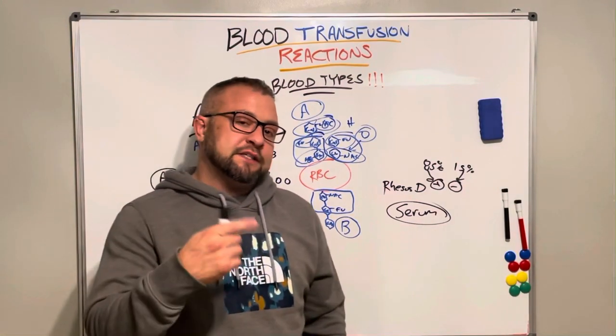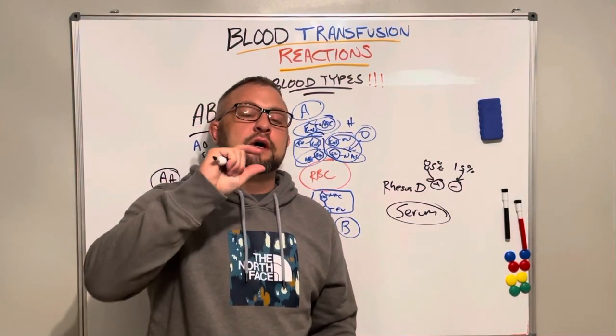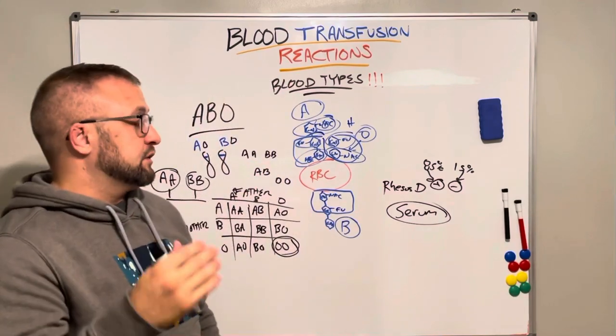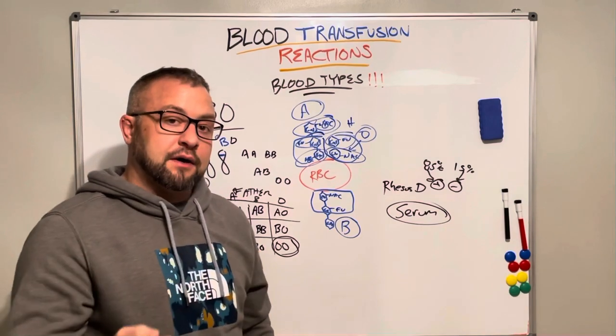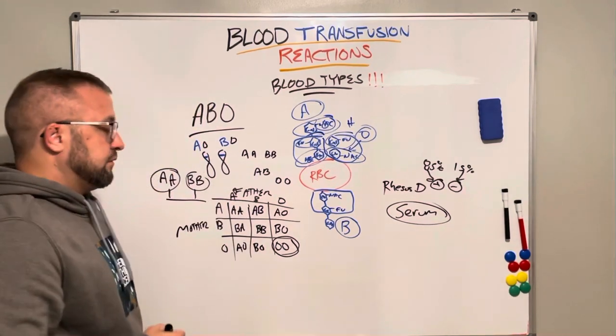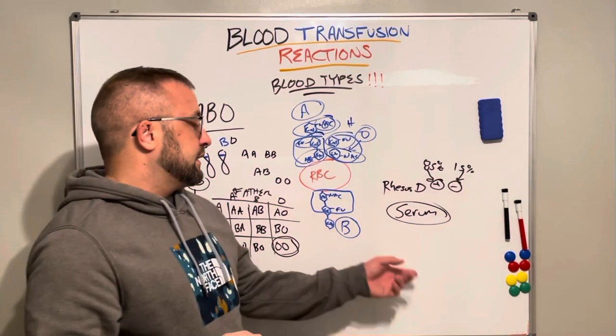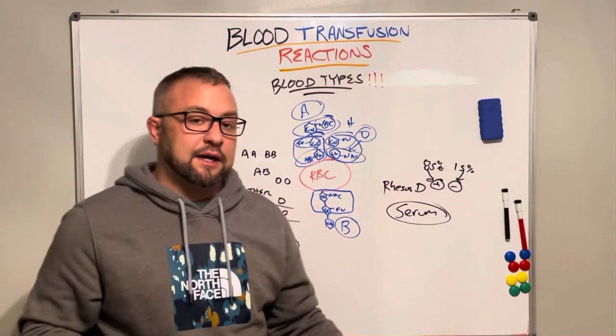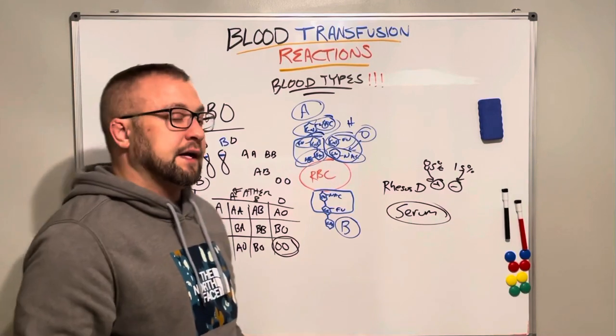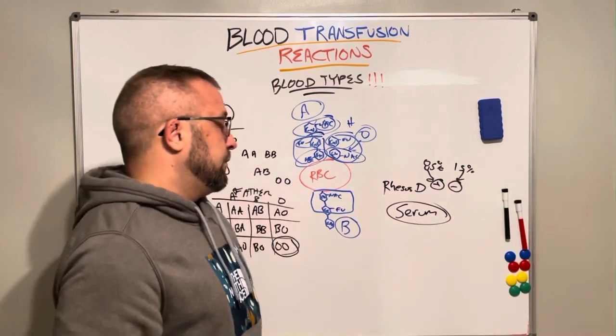Plasma is different. Plasma is what you get if you spin it or let it settle, and it still contains clotting factors, whereas serum doesn't. But serum holds your antibodies that can be used to fight off infections of different types. It also contains antibodies that will fight if you get a blood type that's wrong in your body. It'll start attacking the blood that you're receiving.